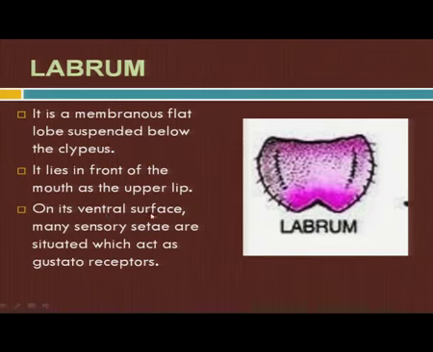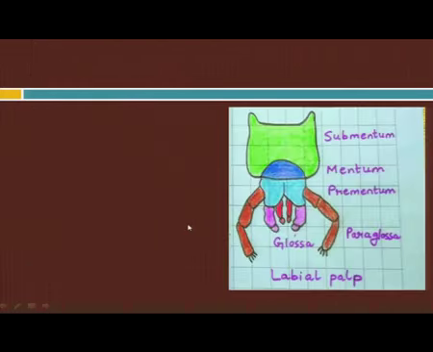On its ventral surface, many sensory setae are situated. You can see here, these are the setae. Again, they are sensory in function, and they have gustatoreceptors. What are gustatoreceptors? They act like a taste bud. They help in telling the taste of a particular object. So, on the ventral surface, they have sensory setae, and they act as gustatoreceptors. Next, moving on to labium.